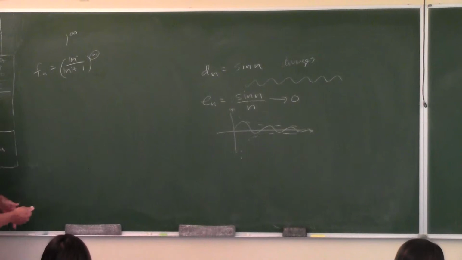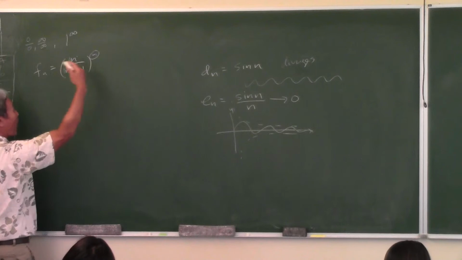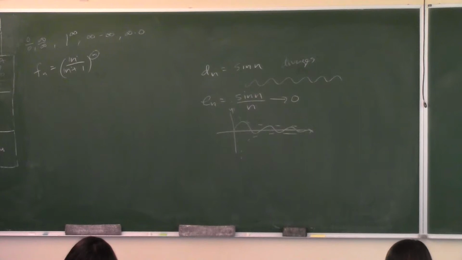Do I need to write down all the indeterminate forms? 0 over 0, infinity over infinity, 1 to the infinity, infinity minus infinity, and infinity times 0. These are the indeterminate cases. You don't know what it is, so you gotta figure it out. Now this one you gotta remember.